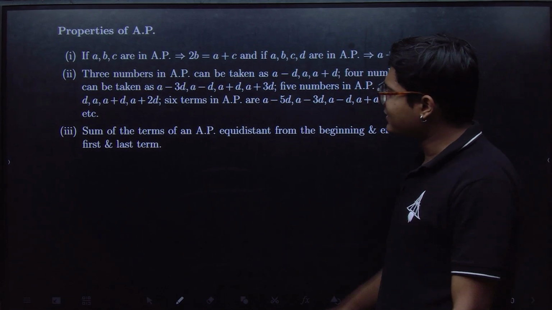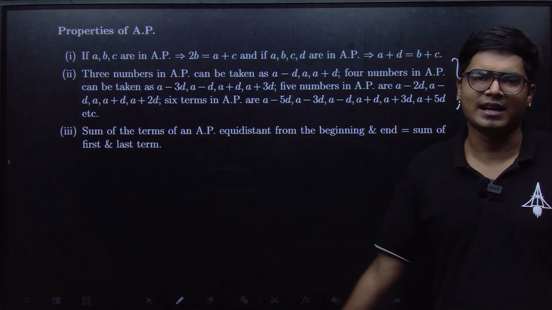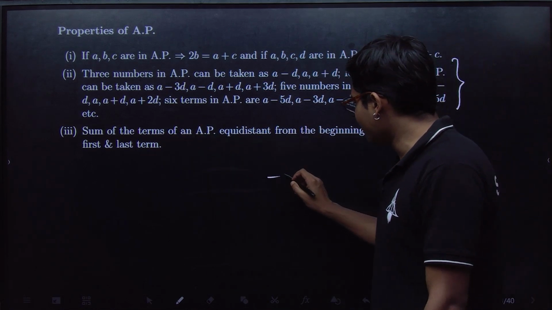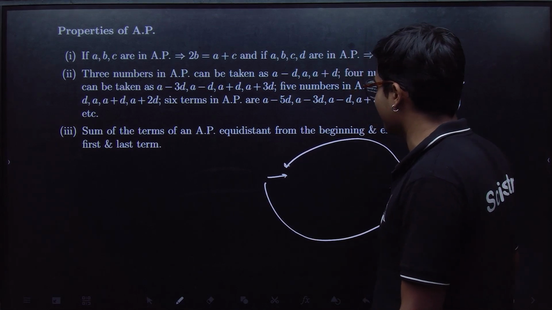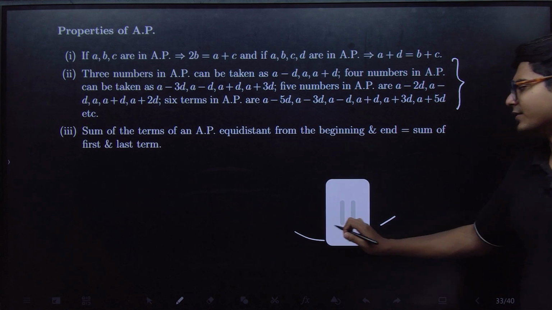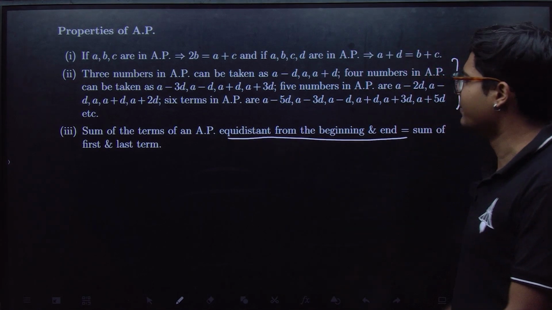The third property is that the sum of the terms of an AP equidistant from the beginning and the end is equal to the sum of the first and last term. Basically, the second from the beginning and the second from the last, their sum is going to be the same as the sum of the terms at the extremes. Same goes for the third from the beginning and the third from the last and so on. That is what equidistant from the beginning and end means.